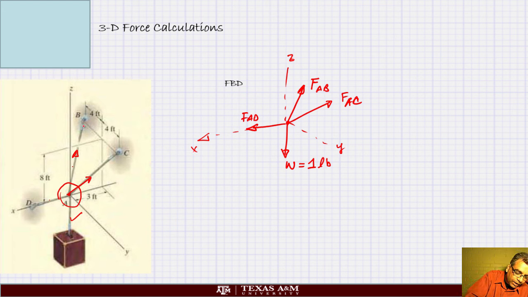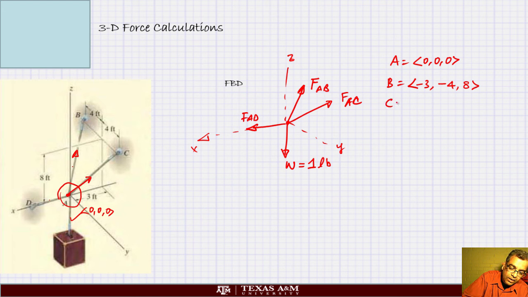Let's look at the point A. That's our origin, 0, 0, 0. That's A. So I'm going to write it out. A is 0, 0, 0. B is, let's see, x component is minus 3, y component is minus 4, and z component is 8. C, x component minus 3, y component plus 4, z component 8.